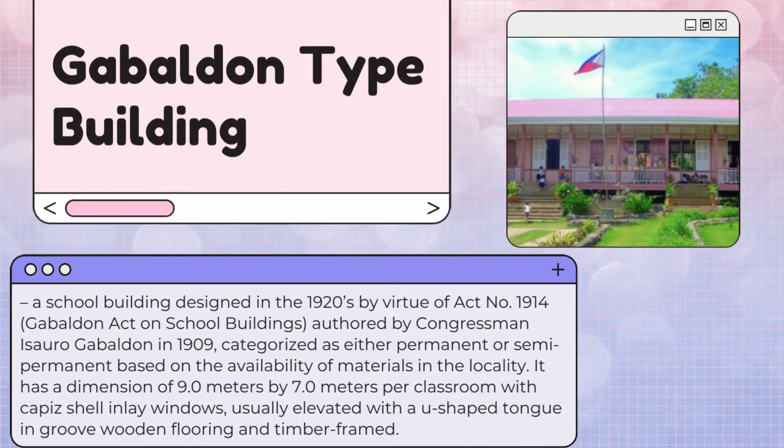Gabaldon-type building. A school building designed in the 1920s by virtue of Act No. 1914, the Gabaldon Act on School Buildings, authored by Congressman Isauro Gabaldon in 1909, categorized as either permanent or semi-permanent based on the availability of materials in the locality. It has a dimension of 9.0 meters by 7.0 meters per classroom, with capiz inlay windows, usually elevated, with a U-shaped tank, wooden flooring, and timber frame.